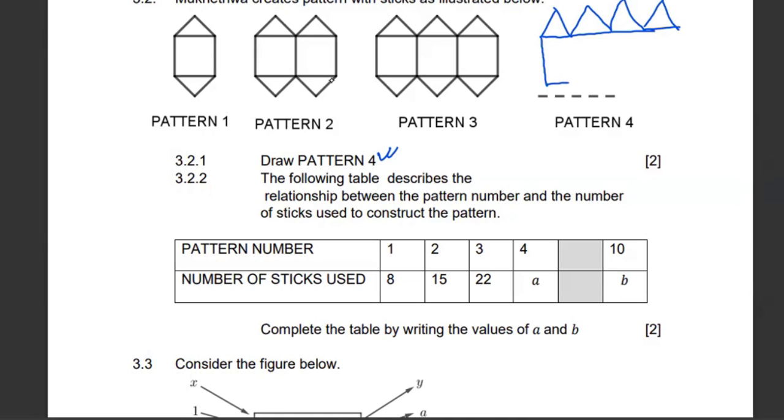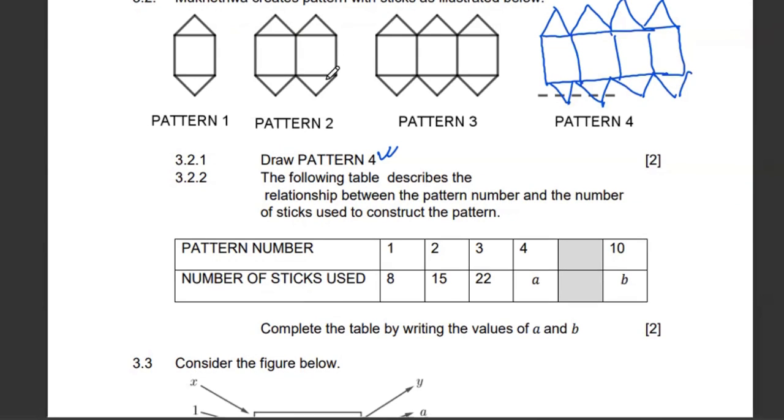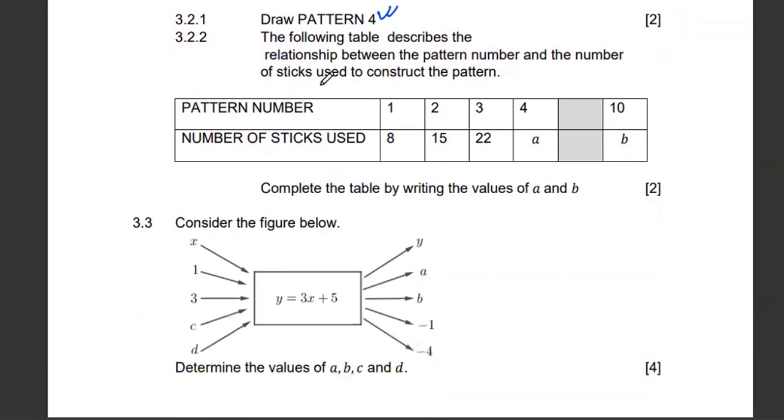Okay, so this is going to be like this. We'll repeat the process: 1, 2, 3, 4. Then you can connect this. All right, so that is pattern number 4, and then the table describes the relationship between the pattern and the number of sticks that were used, okay?